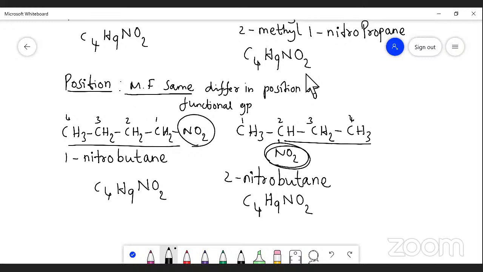In the first compound, the position is the first position, because the NO2 is attached to the first carbon. In the second compound, the NO2 group is attached to the second carbon. So that's why, same molecular formula but differing in the position of the functional group. That is given the name position isomer. If two isomers have the same molecular formula, same functional group, but there is a difference in the position of the functional group, then it is taken as a position isomer.